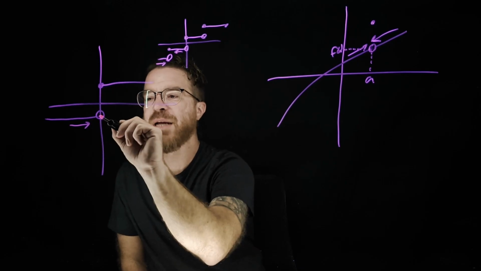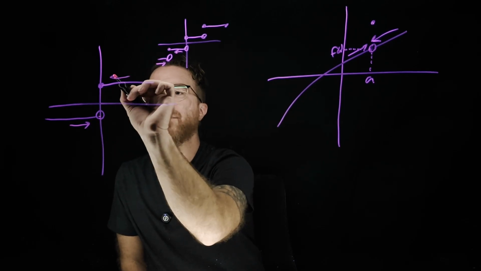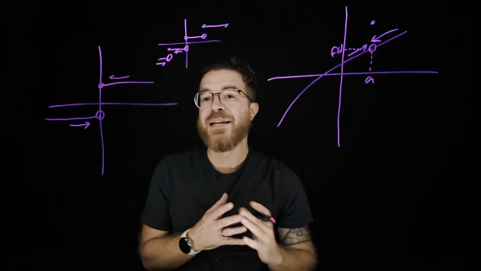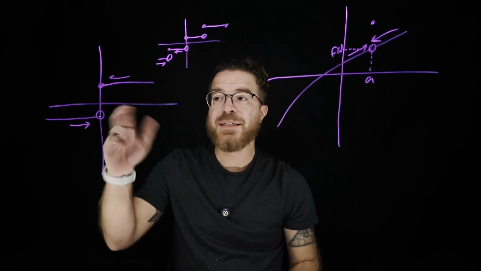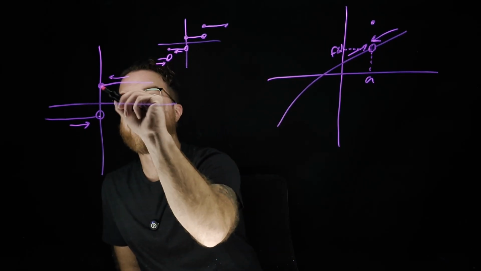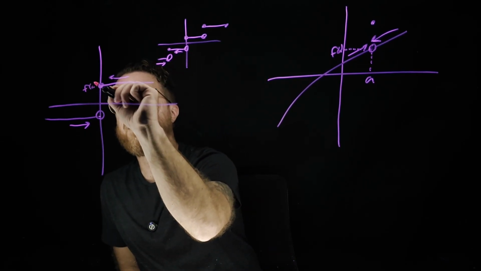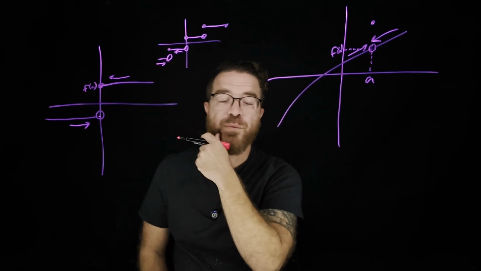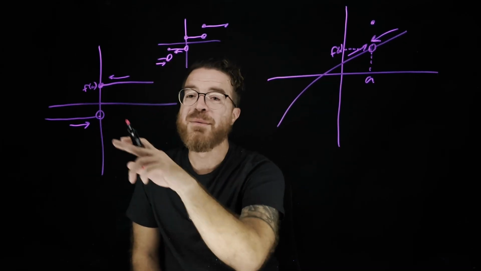When I approach the limit from the left, I'm approaching this point. When I take the limit from the right, I'm approaching this point. They're not equal to each other. So while f of a does exist, and it's continuous from the right, because this is my f of a in this case, the point that's filled in, my limit from the right is continuous, but my limit from the left is not.